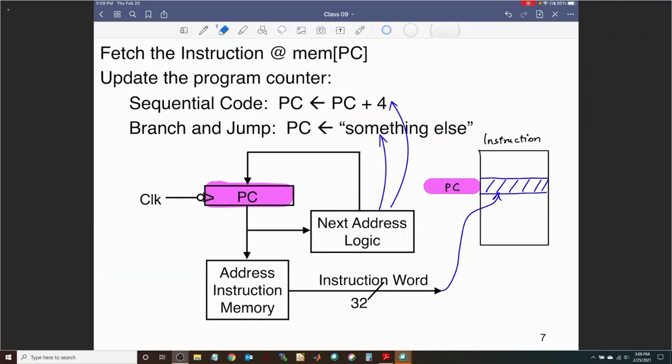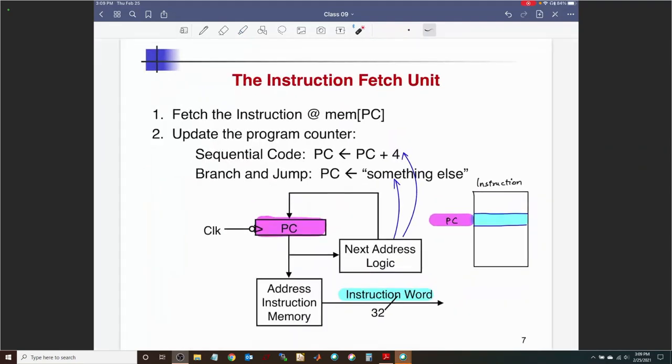So I'm just going to remove the arrow over here because that can be confusing. That is essentially the instruction. So even better is going to be to not shade like this, maybe shade with blue. Questions about this? How does the instruction fetch unit work?